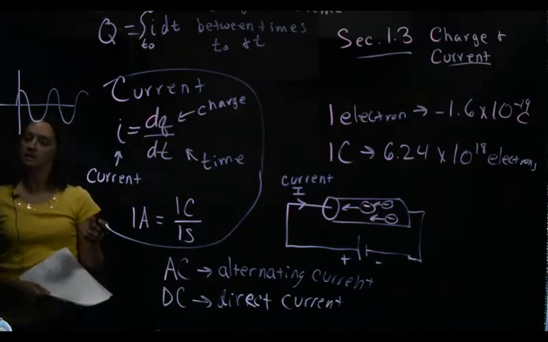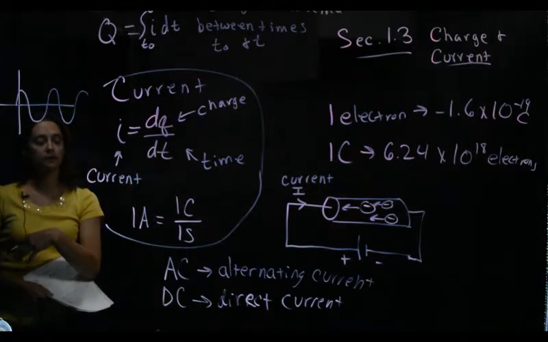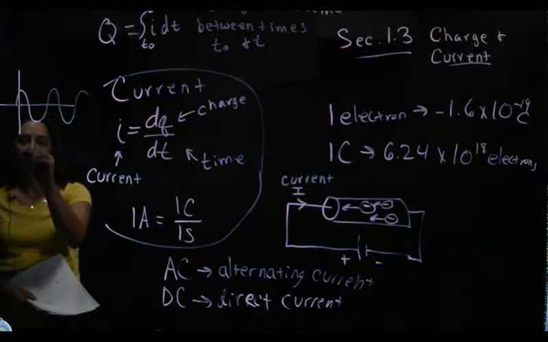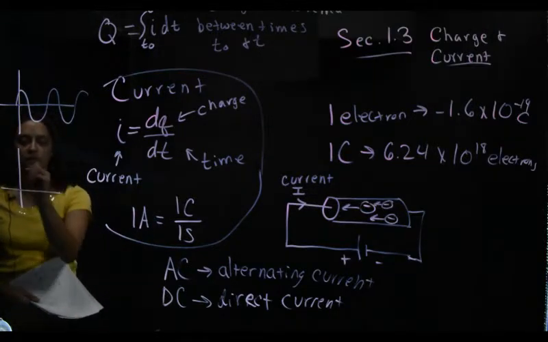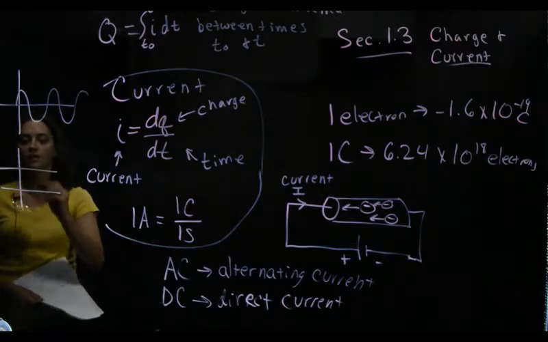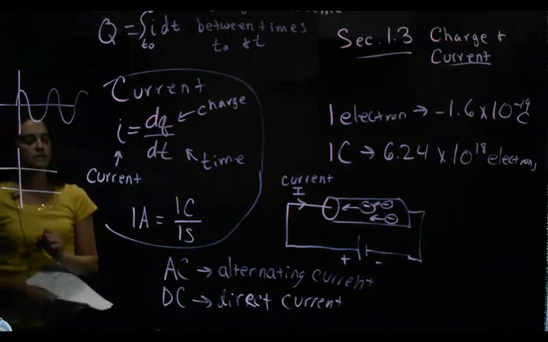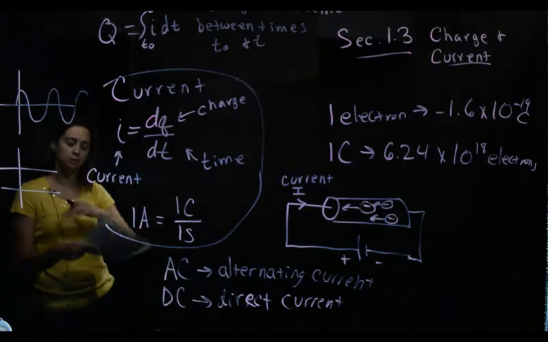And that's the type of current that is coming out of our wall outlet. We have an AC current. DC, direct current, always the same value. So we always have the same amount of current. We always have the same amount of voltage. It's flat.